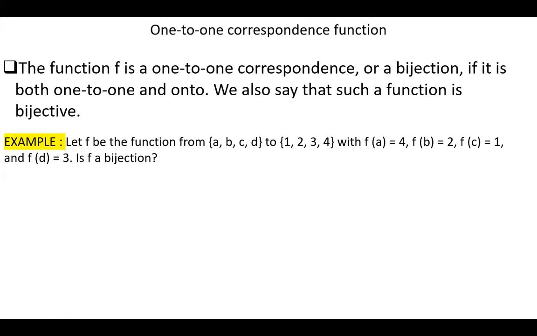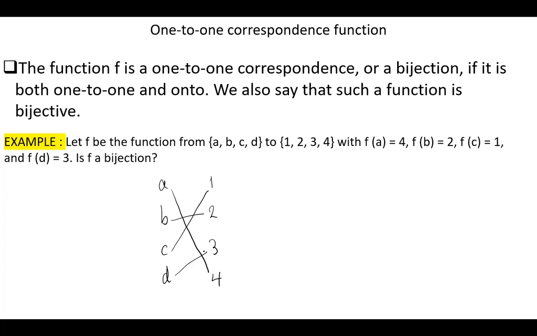Next, one-to-one correspondence function. The function f is a one-to-one correspondence if it is both one-to-one and into. We also say that such a function is bijective. For example, suppose f is the function from {a, b, c, d} to {1, 2, 3, 4}, with f of a equals 4, f of b equals 2, f of c equals 1, and f of d equals 3.